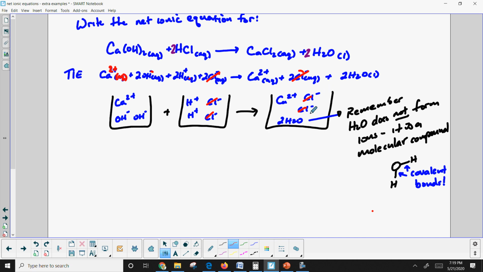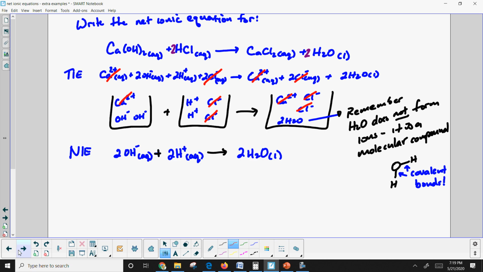I also have calcium here. And at the beginning, so what do we have? Oops, sorry, I forgot to cancel it out here. So I'm going to have 2 hydroxides joining with 2 hydrogens to give me 2 waters. And this would be your net ionic equation. That's how easy it is. It's not too bad, right?